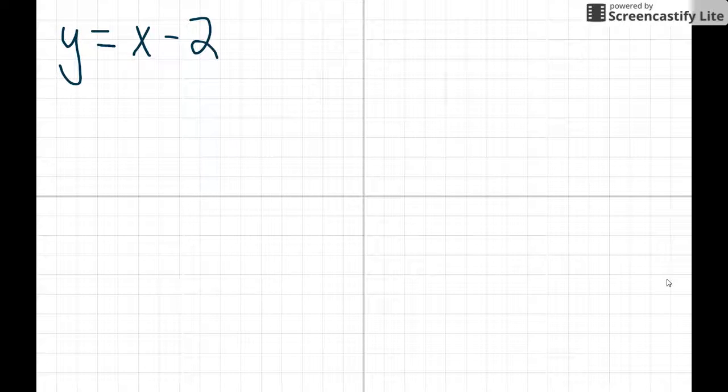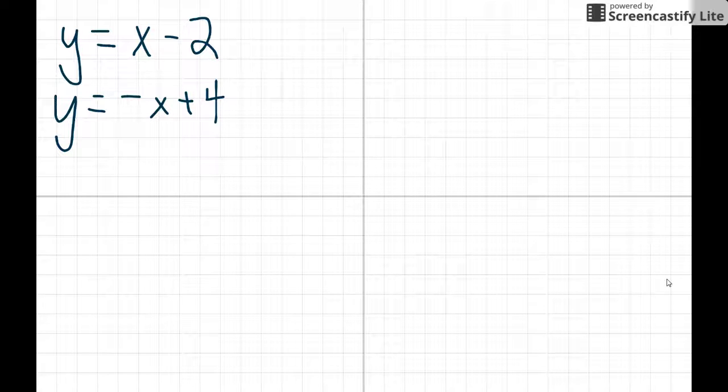Okay, so the next one, again, another example, y equals x minus 2, and y equals negative x plus 4. It is important that they're in y equals. That makes it easy to graph. So you may have some that aren't. Just put them into y equals. That will make your life easier.